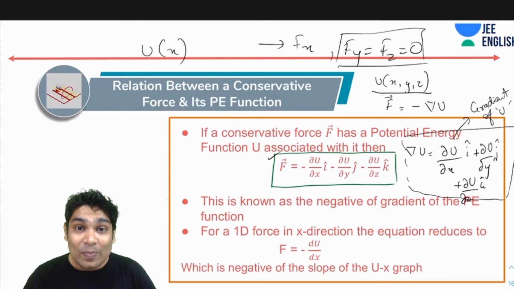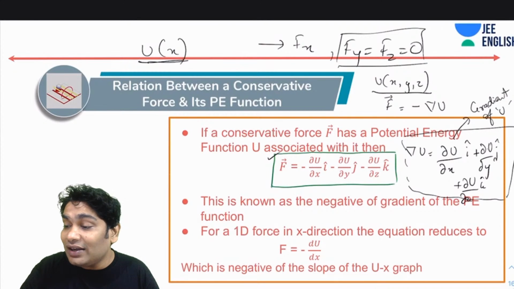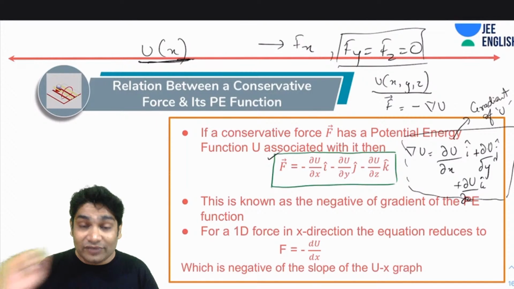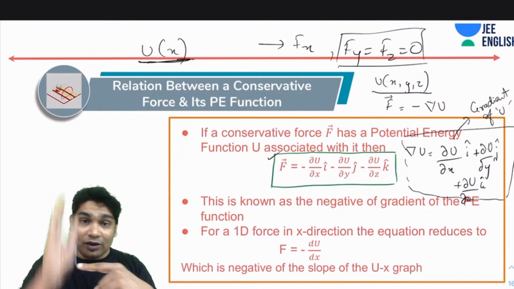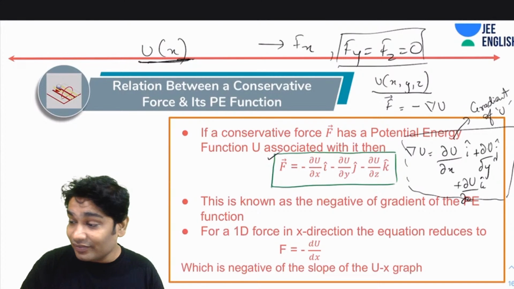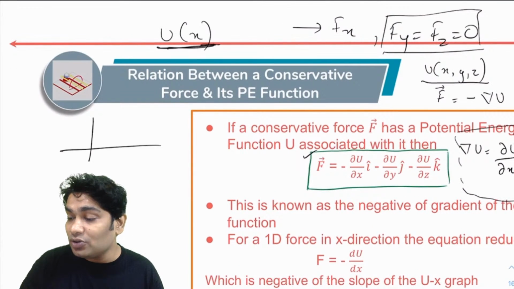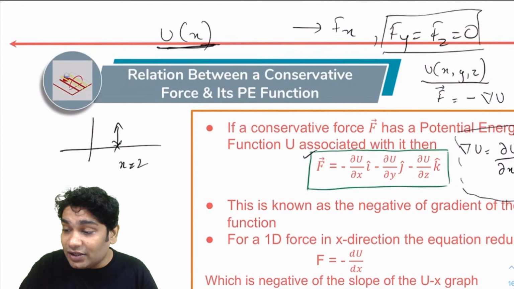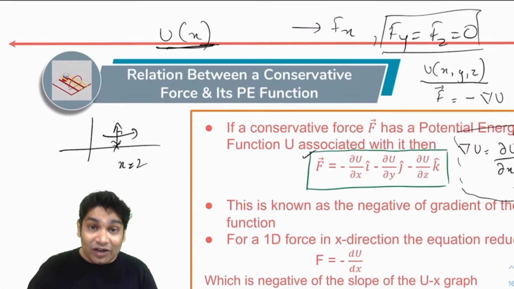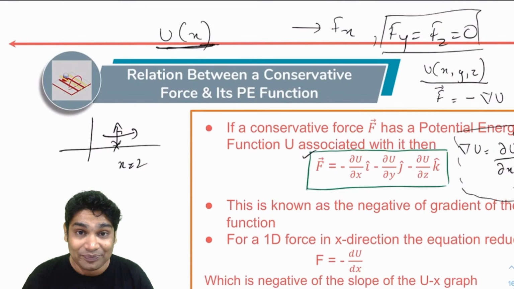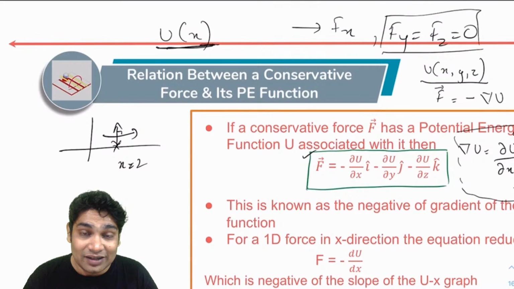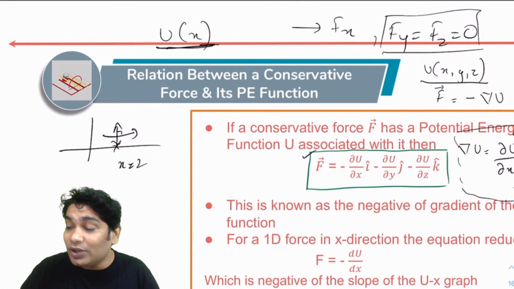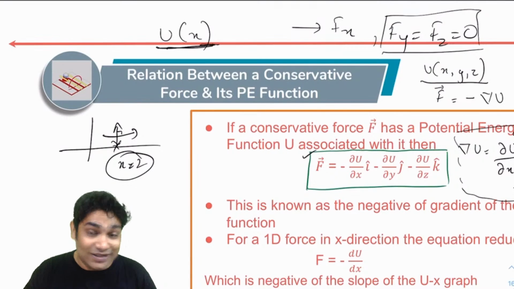So the potential energy remains only a function of X. Why? Because if the X is the same and you move perpendicular to this, the work done would be 0. Suppose you are at some X equals 2, and you move from here to here, along any Y. If the X is not changing and the force is along the X, the work would be 0, which means the change in potential energy would be 0. So the potential energy will depend only on the X, it will not depend on the Y or Z. All right, that is what we can say about 1D forces.